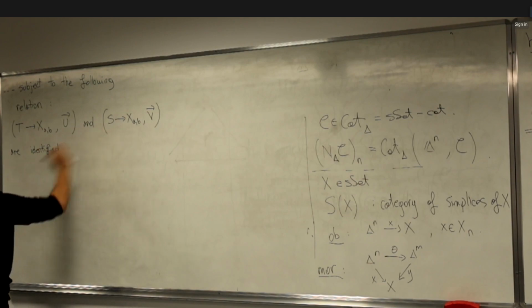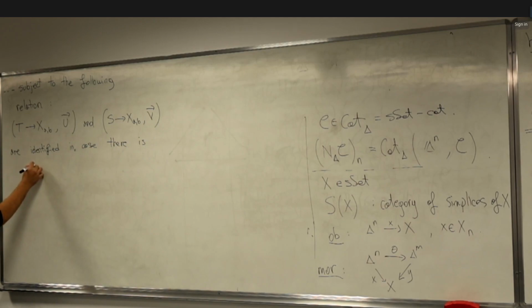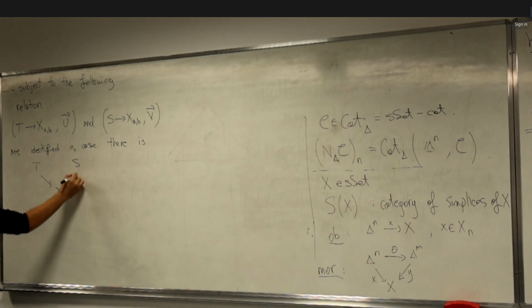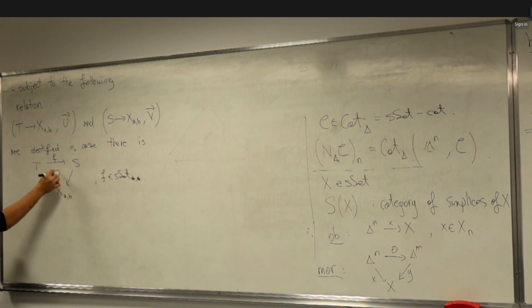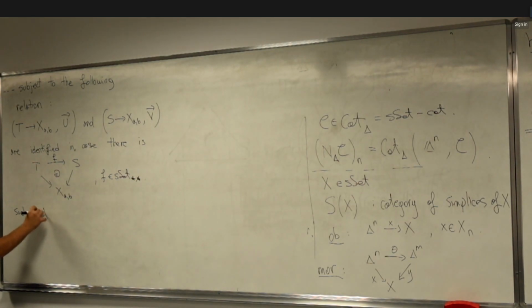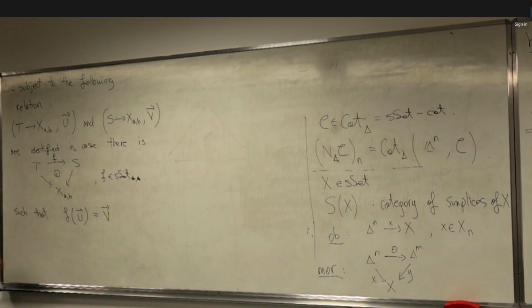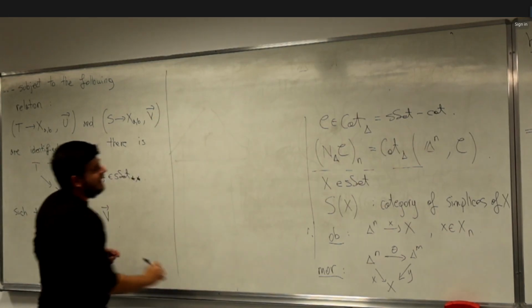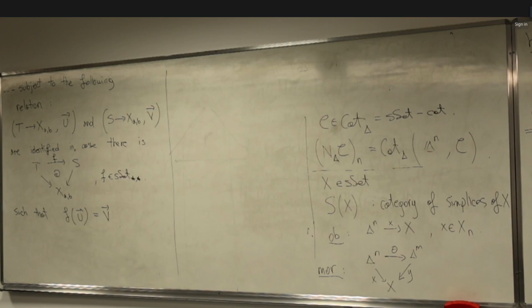So there is a relation between these. We have T to X and S to X. In case there is here a morphism F, where F is a bipointed map such that this triangle commutes, such that F transports subsets in U to exactly the subsets making up V. And this is the theorem. As far as I know, this is the best known result, which gives an explicit description of what the simplices in this simplicial set are.